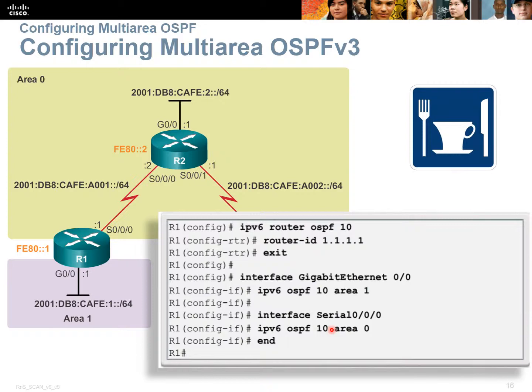The reason why this is done is because technically, yes, you can have multiple instances of separate OSPF running, but I wouldn't recommend it.